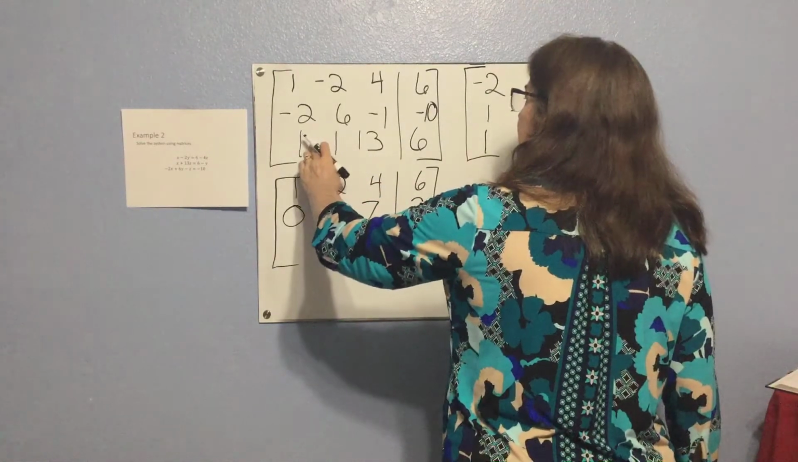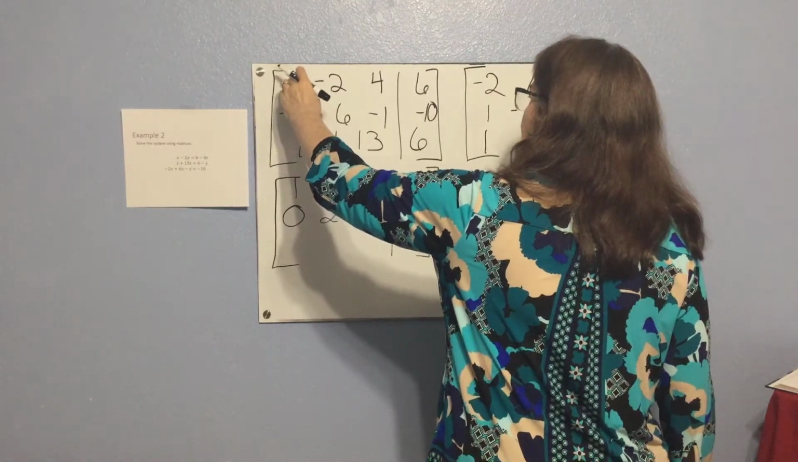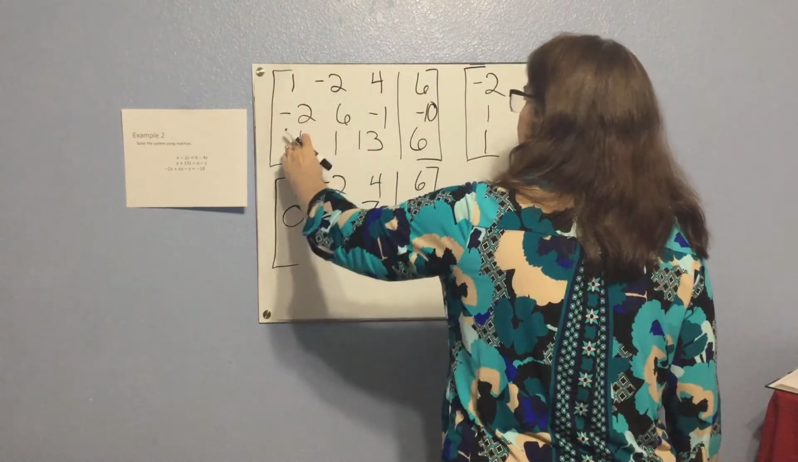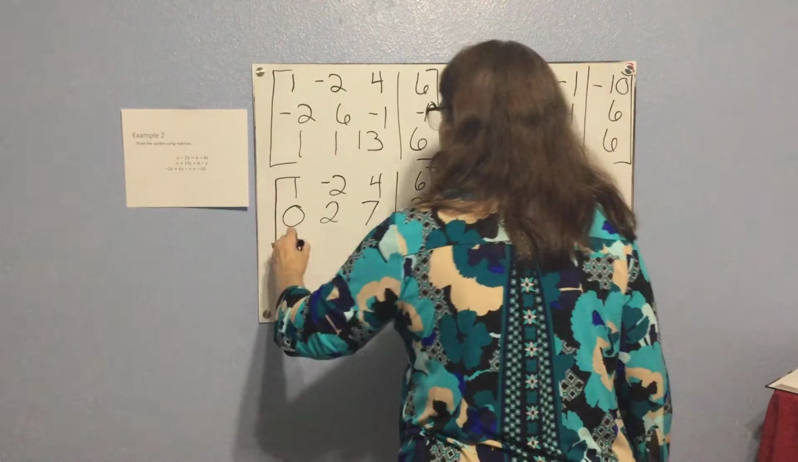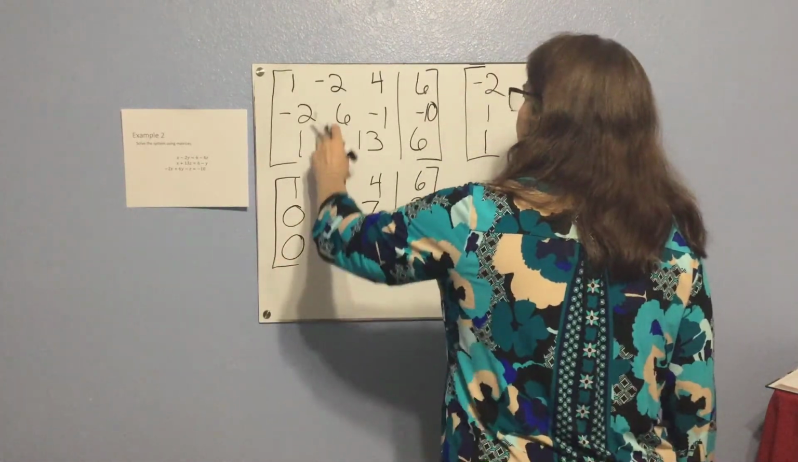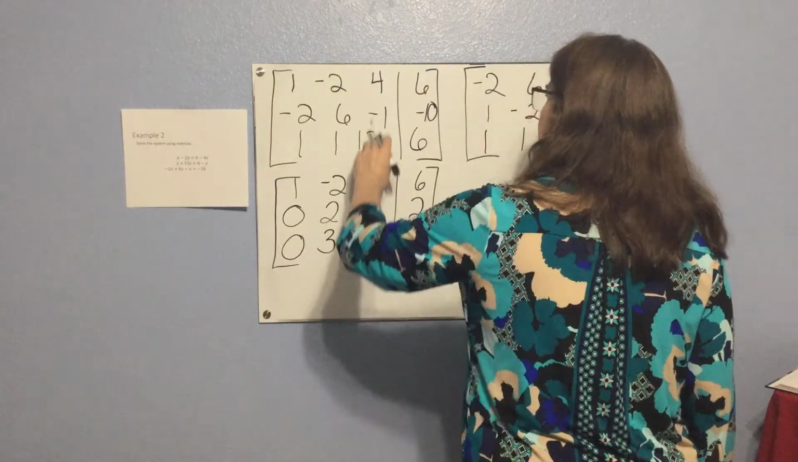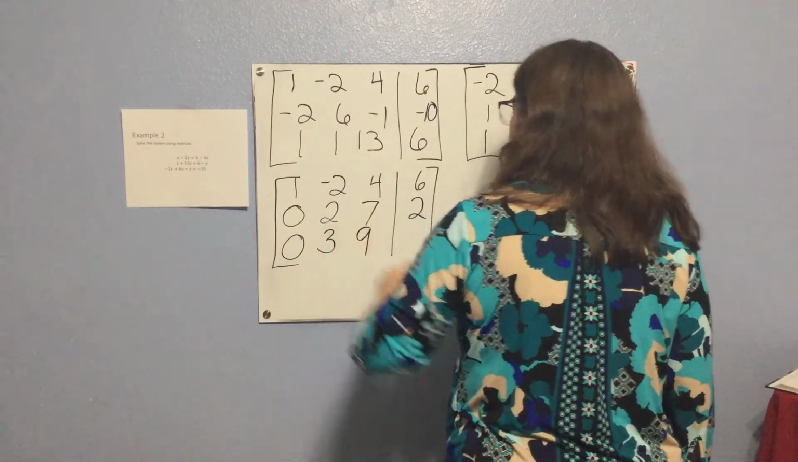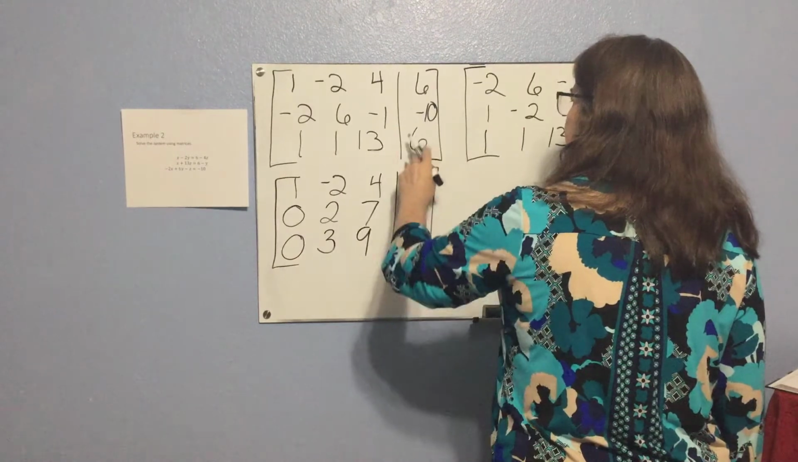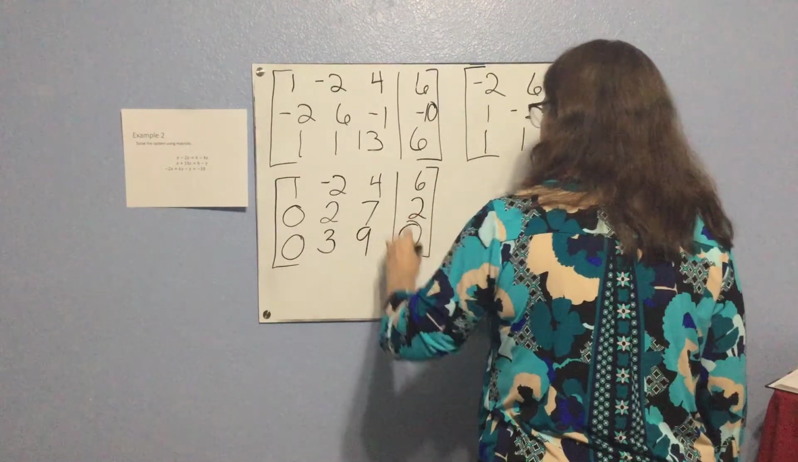To get rid of this 1, I'm just going to subtract this from this row. So 1 minus 1 gives me 0. 1 minus -2 is going to give me 3. 13 minus 4 is 9. And 6 minus 6 will be 0.